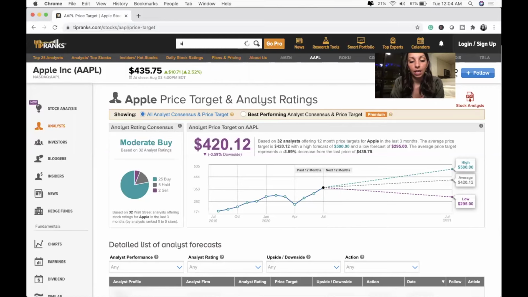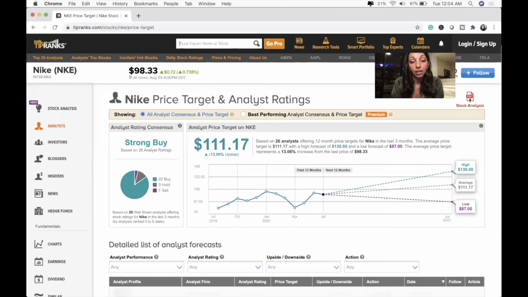Let's look at Nike. All right, that's expected to have a 13% upside. This one had 26 analysts review it, and its expected price target is 111. I mean, is that not like angelic numbers or something? That's pretty funny, but the low side is $87. That's like a gigantic loss, right? But that upside looks pretty good. Let's move along. Starbucks.